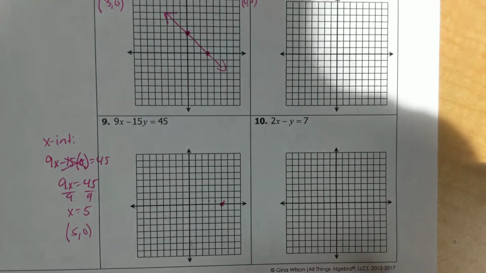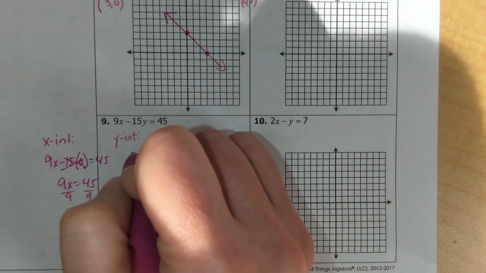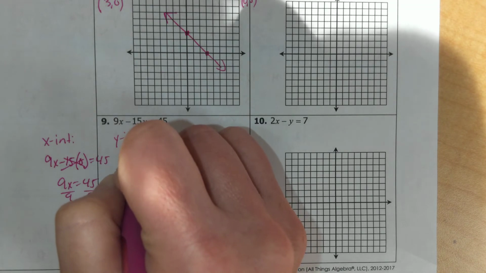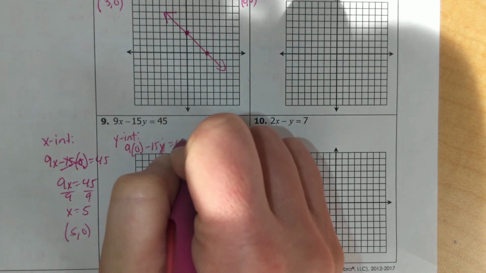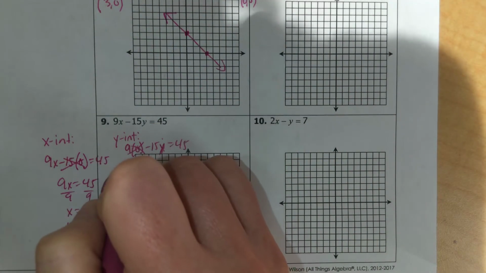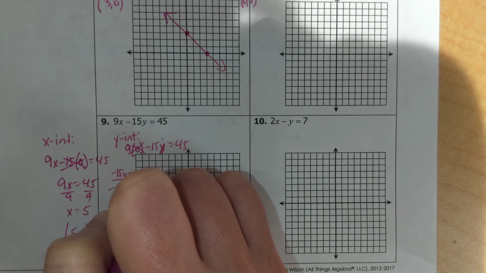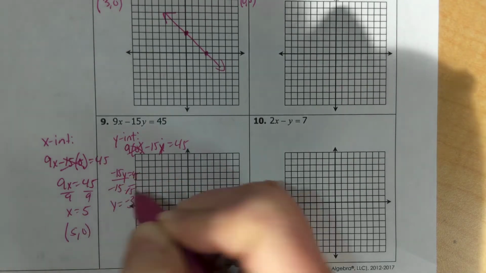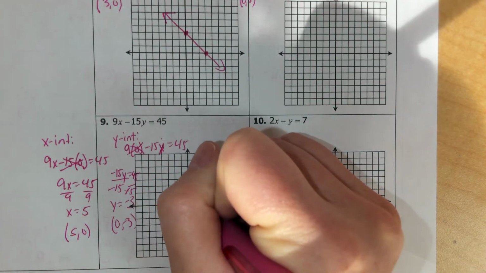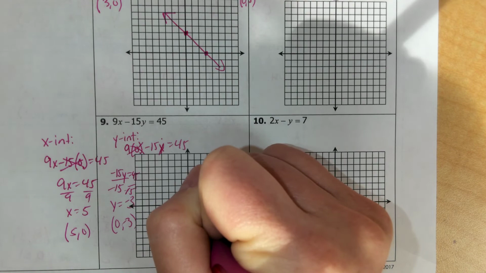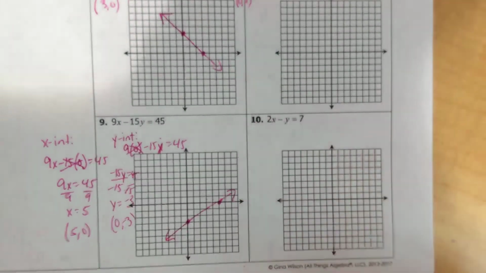That's my x-intercept. And then the y-intercept is going to be the opposite of that. So we're going to have 9 times 0 minus 15y is equal to 45. So that becomes negative 15y equals 45. We're going to divide by negative 15. And so y becomes negative 3. And so that's going to be the point 0, comma negative 3. That's going to be my y-intercept. I'm going to put my point there, and then I can connect my points to make my line.